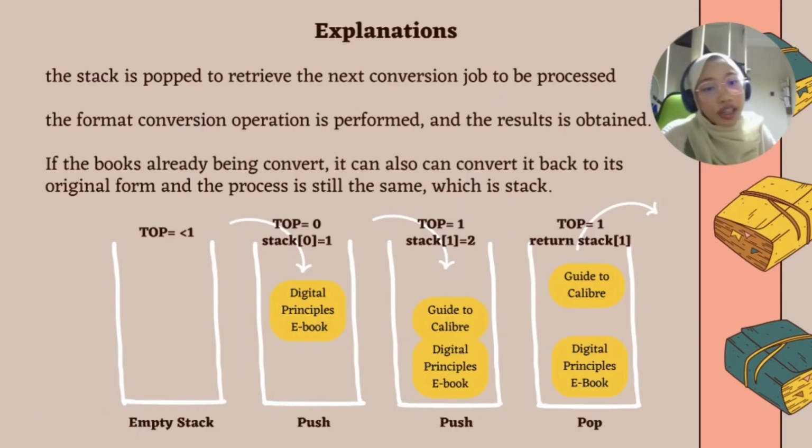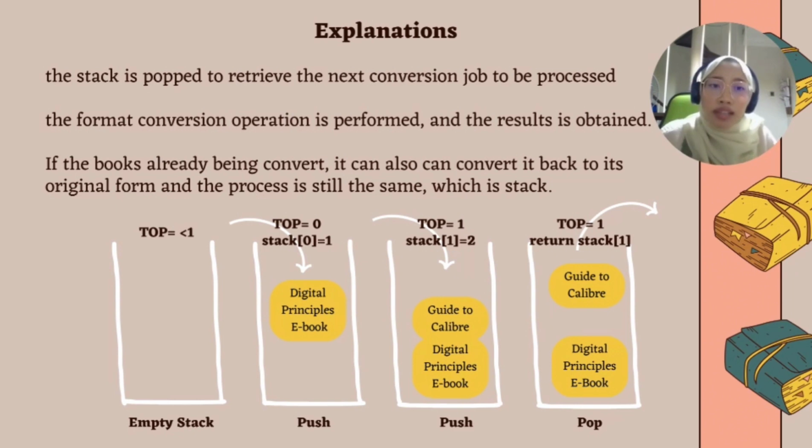Okay, for further explanation regarding stack here, the stack is popped to retrieve the next conversion job to be processed. Okay, the format conversion operation is performed and we will obtain the result here. So in some cases, if you want to convert the book here, if the book's already been converted, let's say you already converted it from PDF to EPUB, and you want to convert it from EPUB to PDF, it can also convert it back to its original form without disturbing the process. The job is still the same. It's still counted as jobs. Even though all the books are not being converted yet, it's still the same. It's still called a stack.